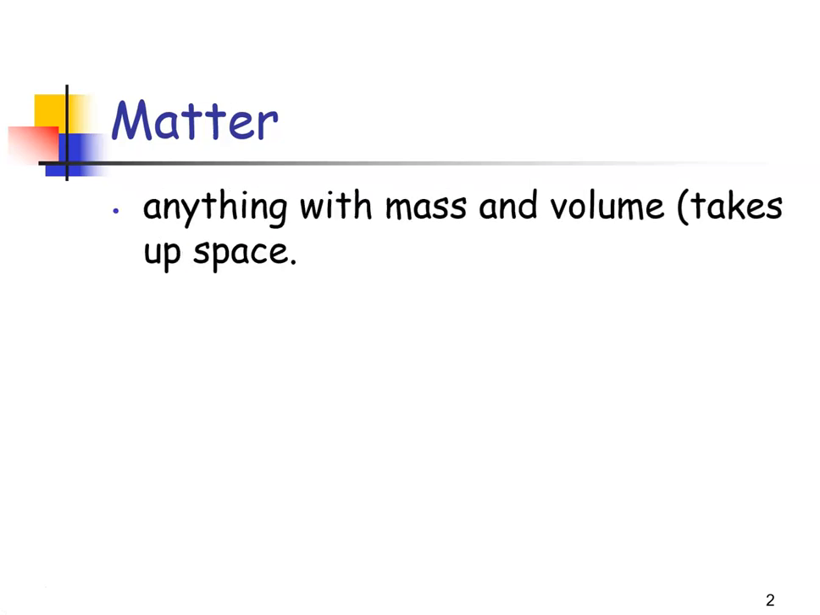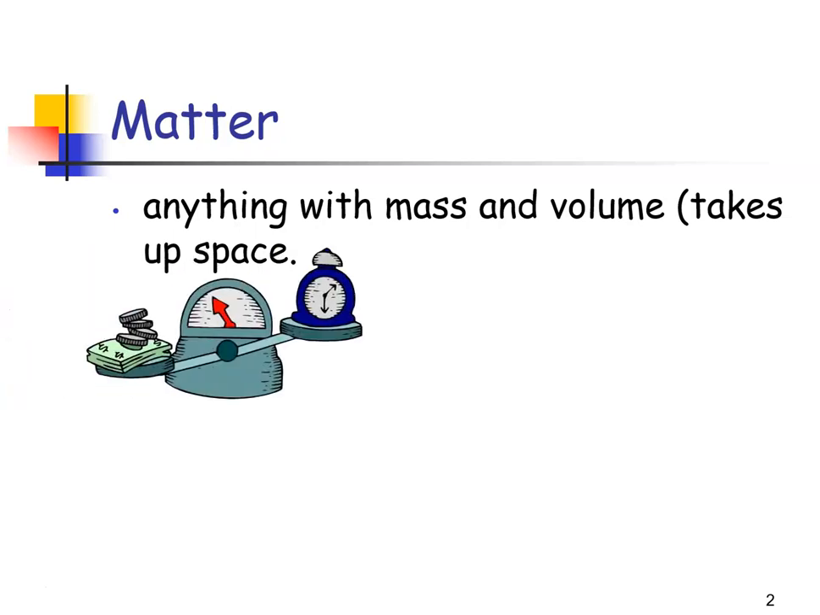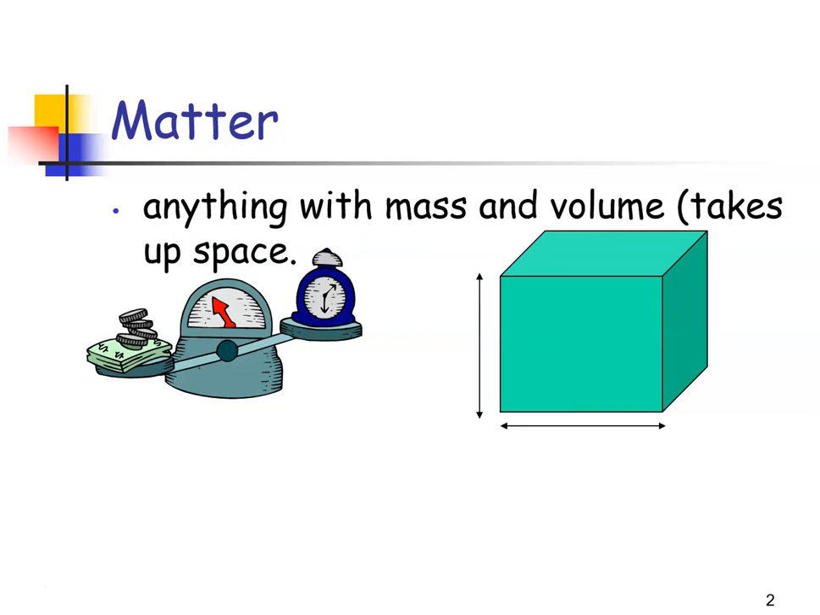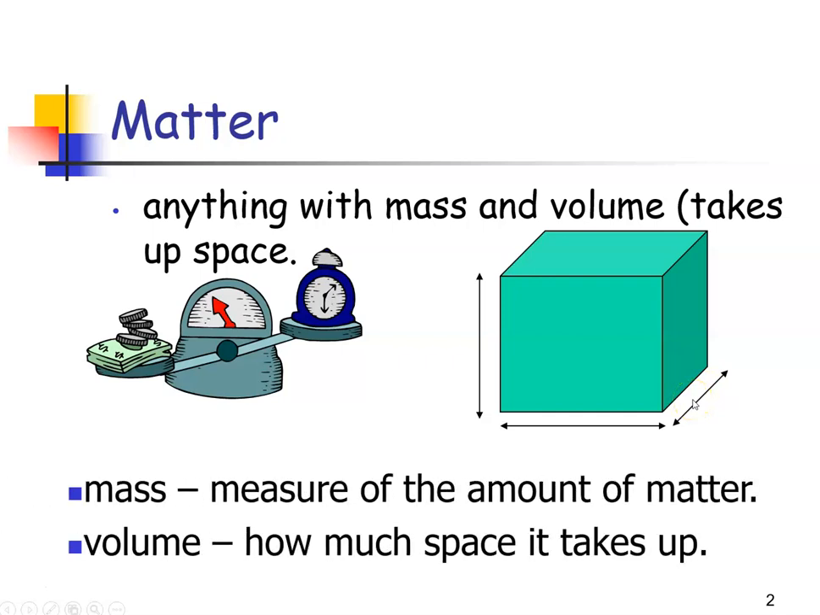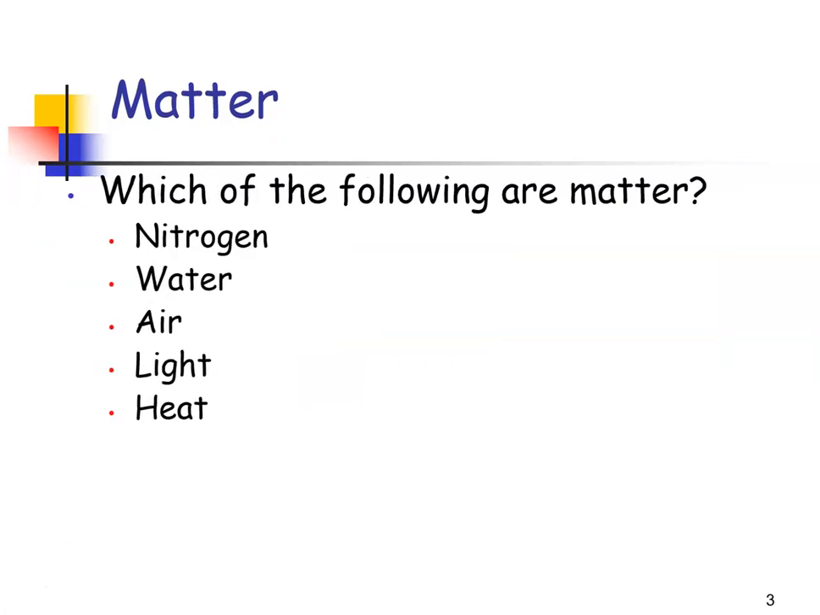Alright, so matter is anything that has a mass and has a volume. Volume means that it takes up space. Mass is measured with the balance; volume is length, width, height, and it takes up or occupies space. So mass is a way we measure the amount of matter, and we've already talked about volume there. Alright, so which of these things would be classified as matter?